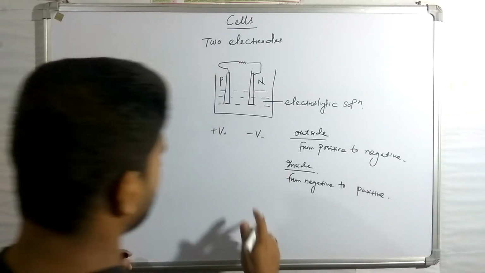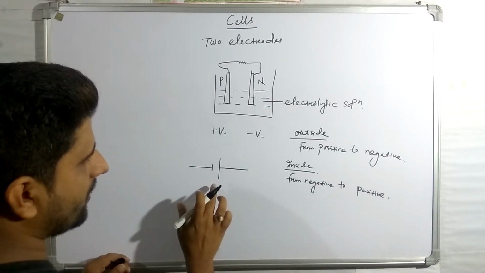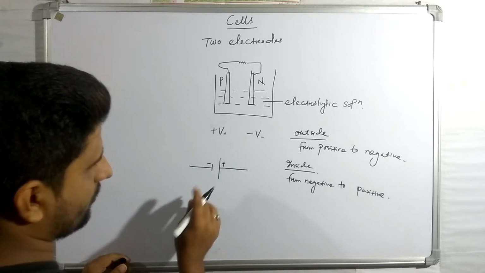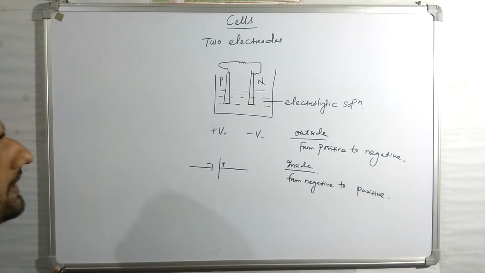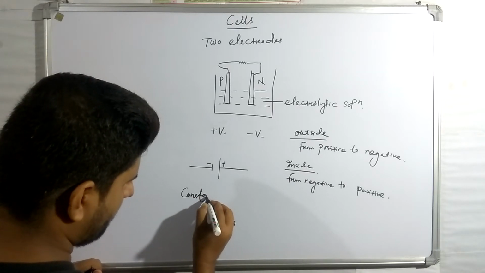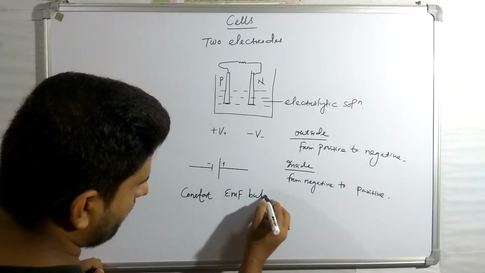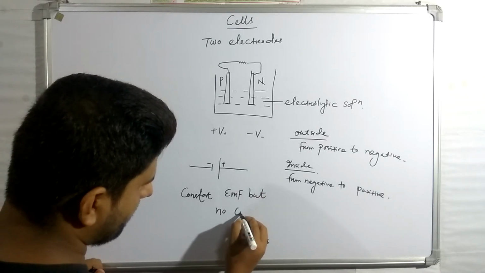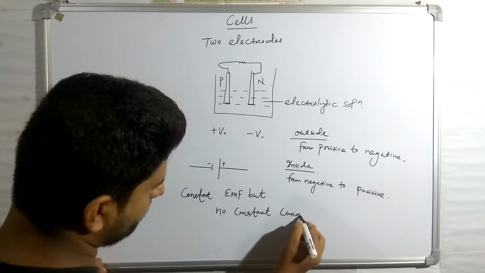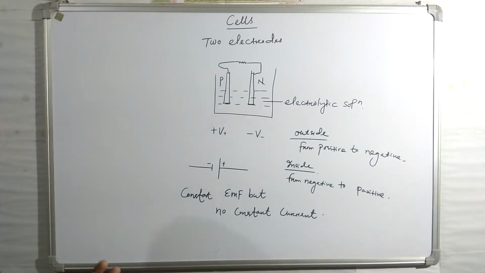And this is the symbol of the cell. Here is the negative electrode and the larger one is the positive electrode. One thing must be remembered, that a cell has constant EMF, but no constant current. So this is about your cells.